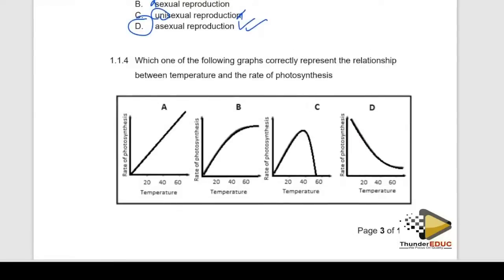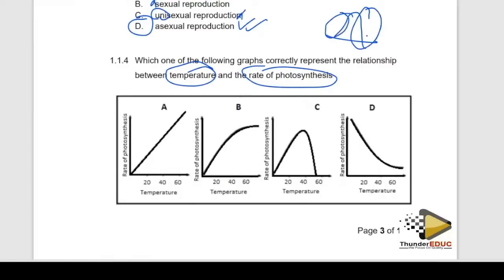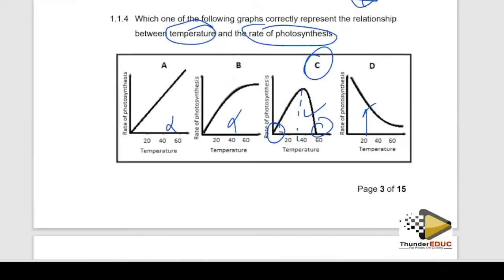Which one of the following graphs correctly represents the relationship between temperature and rate of photosynthesis? Remember, the graph for temperature is always like that. At this point, there is inactivity, the enzymes are inactive, and at this point there is the optimum. This is the optimum temperature. This is denaturation, and here the enzymes are still inactive. So the answer becomes C. We give you 2 marks there.